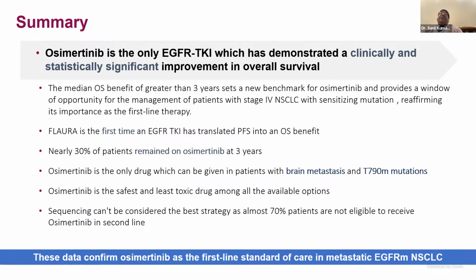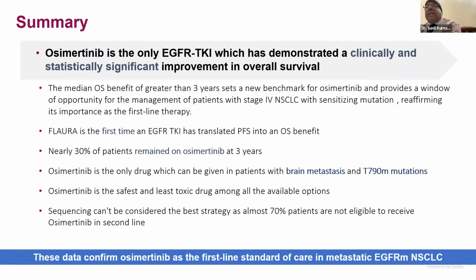So lastly, I'm concluding my talk, and I will sign off once I finish my conclusion. Osimertinib is the only EGFR TKI which has demonstrated a clinically and statistically significant improvement in overall survival. The median, you can say, can go above 3 years with this drug. FLAURA is the first to show an EGFR TKI translating progression-free survival into an overall survival benefit. Nearly 30% of patients remain on osimertinib for more than 3 years.